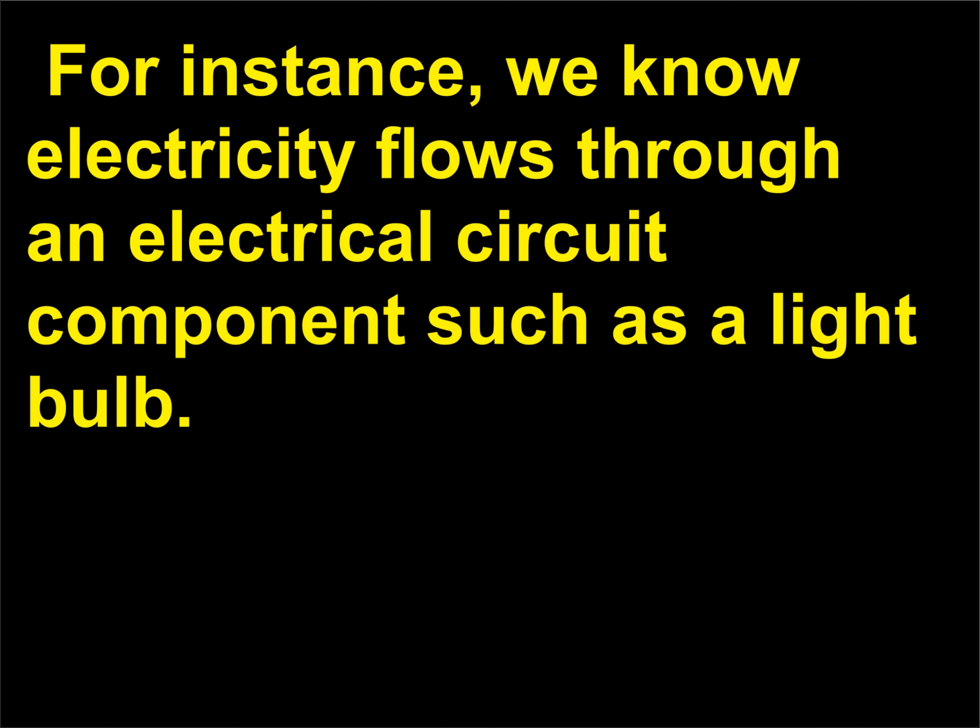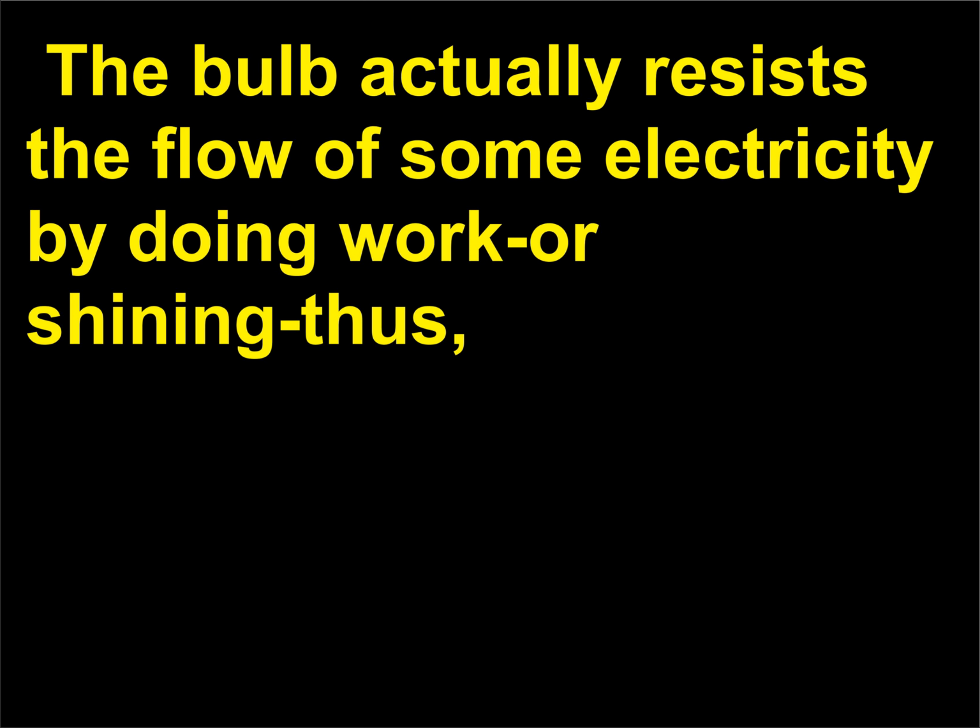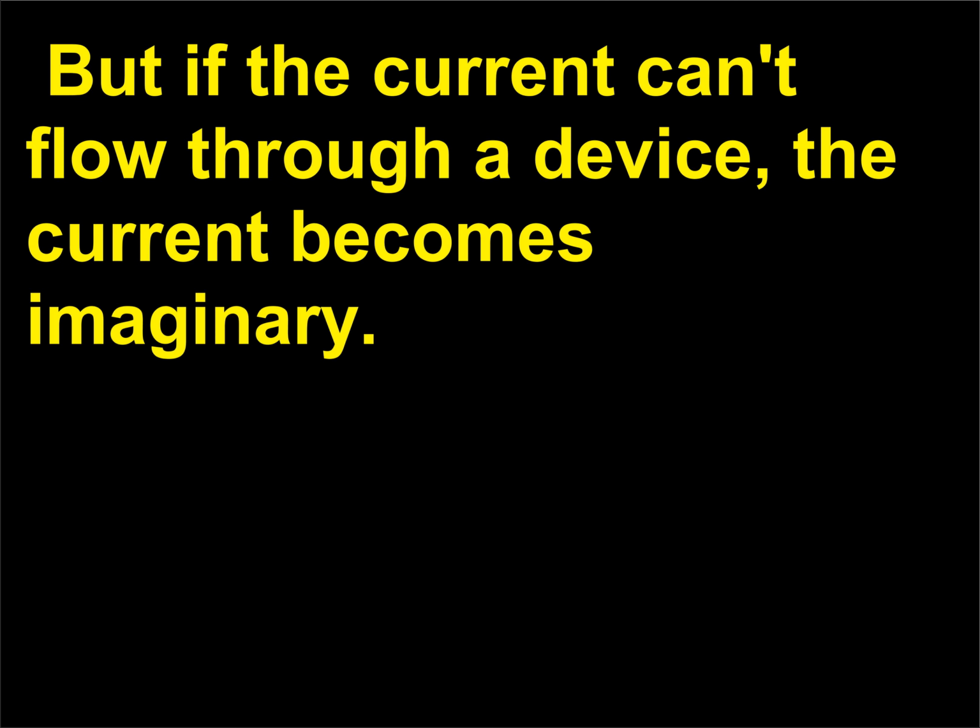For instance, we know electricity flows through an electrical circuit component such as a light bulb. The bulb actually resists the flow of some electricity by doing work, or shining, thus. The current is real and measured by a current meter. But if the current can't flow through a device, the current becomes imaginary.